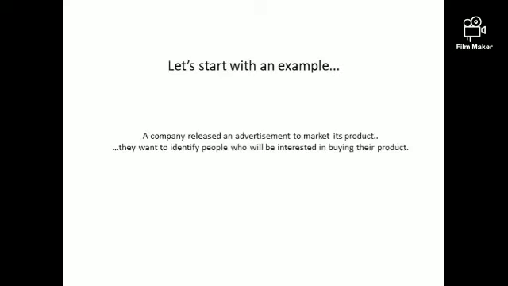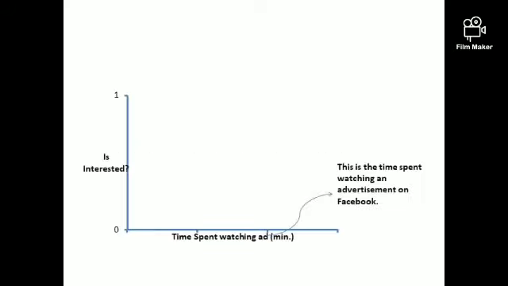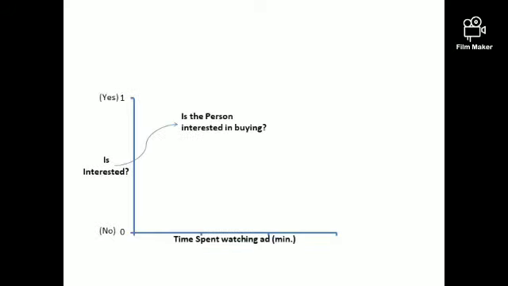So take this example. A company released an advertisement to market its product. They want to identify people who will be interested in buying their product. So the case is pretty clear. A company releases its ad and they want to know who the people are who will be interested in buying their product. Now they made a graph. On the x-axis is the time spent by an individual watching that ad, and on the y-axis is a variable which indicates whether the person is interested in buying or not. 1 is yes and 0 is no.